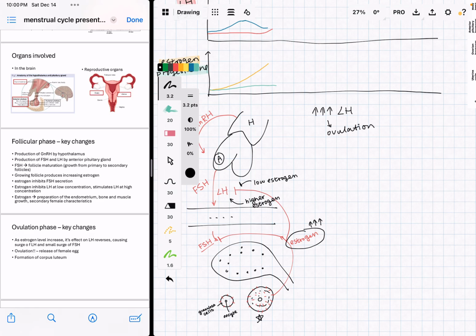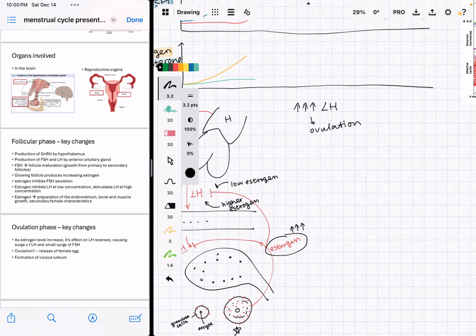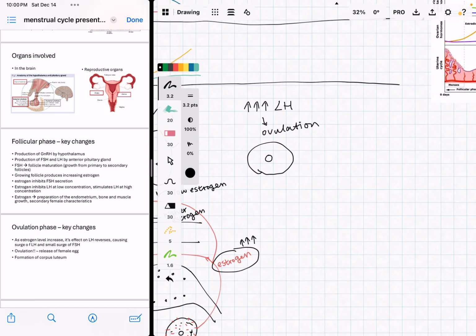What exactly is ovulation? So remember, here we have our secondary follicle with the oocyte in the middle and then the granulosa cells, right? And with the surge in LH, it's going to push the oocyte out of the granulosa cells, and the remaining granulosa cells are going to be called the corpus luteum. Yep, that is basically what happens in ovulation.